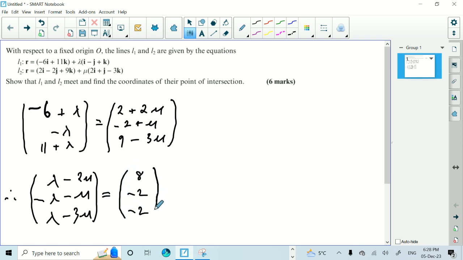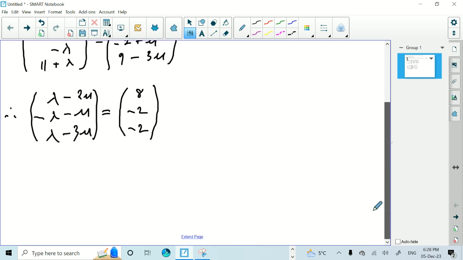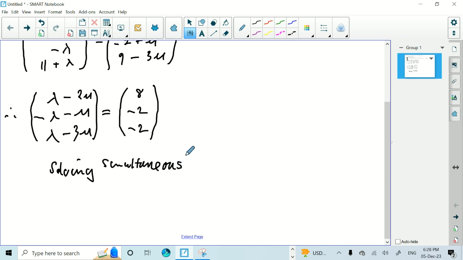Now, from here, I have to solve to find either lambda or mu. So if I just scroll down, I can solve any equations simultaneously to find either lambda or mu. I will try to find lambda.